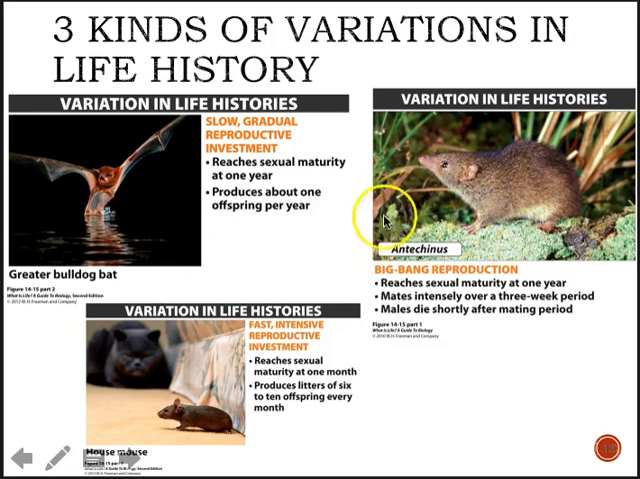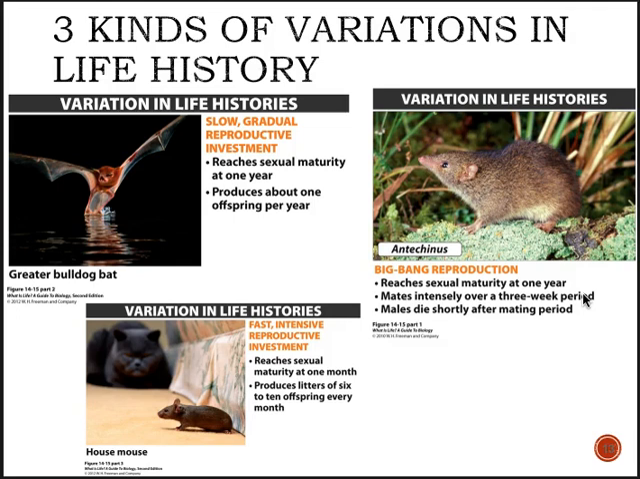The next one that we're going to talk about, the pattern is called Big Bang reproduction. And our example is this little creature right here called Antechinus, which is a marsupial living in Australia. And we're going to go through the four things again. So the age at first reproduction is 1 year, just like the greater bulldog bat. It says that it mates intensely over a 3-week period. That's not essential as one of our four things in our list of life history characteristics, but it is important for understanding the next thing, which is that shortly after that 3-week period, males die.